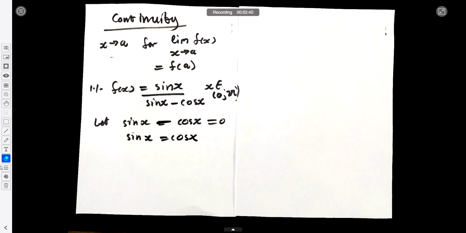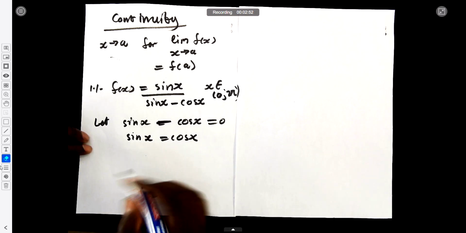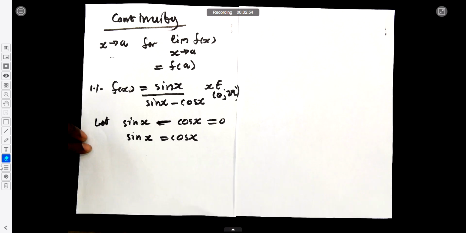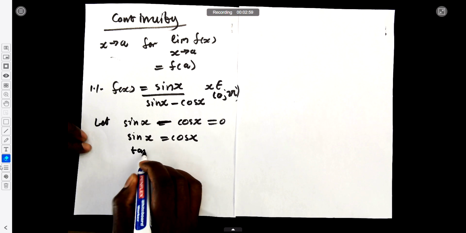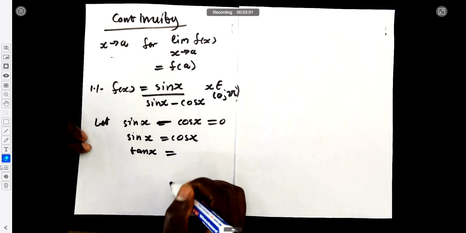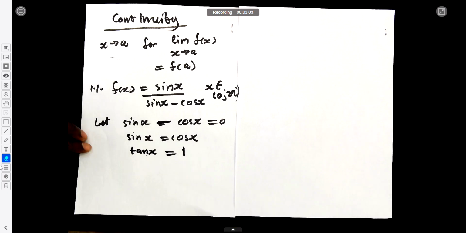Or if you wanted, you could divide by cos x on both sides. Because remember, when you solve for x in trigonometric functions, you must have one function so you can apply arc tan, arc sine, or arc cos. So to have one function, we divide both sides by cos x. We know that sine divided by cos is tan x, and cos x divided by cos x is equal to 1. So at least now we can solve for x.